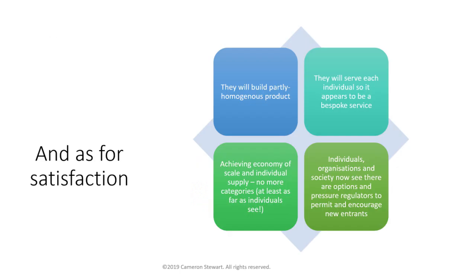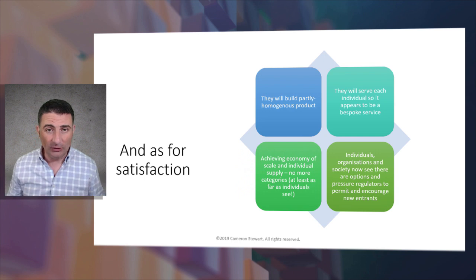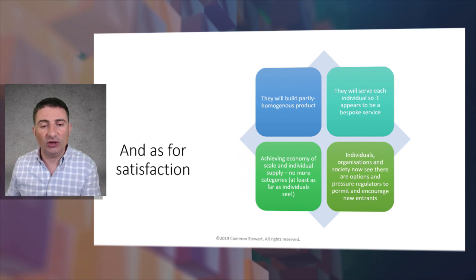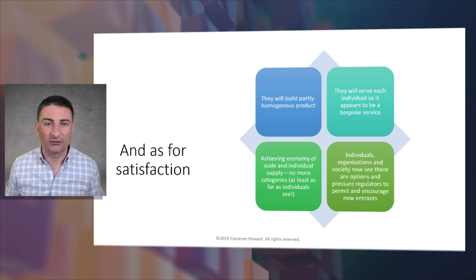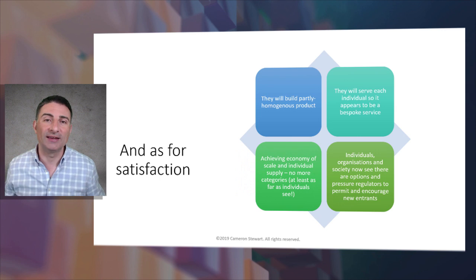As far as satisfying the customer goes, well, remember those large entities found success because they achieved economies of scale by categorizing the customer. Well, in a way that hasn't changed, but in a way it has. The large organization will build a partly homogeneous product. They'll build a product that has a single core. But they'll build a product with a single core that can serve each individual, so the individual believes that what they're receiving is a bespoke service. Think about Netflix, for instance. Netflix has a lot of content. It's got a single core, but it serves each user as if they're an individual.